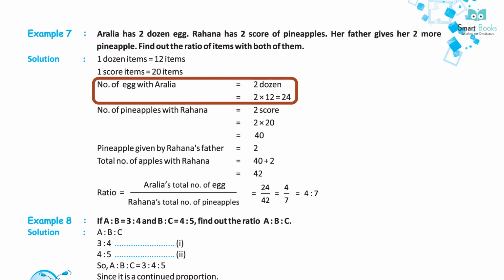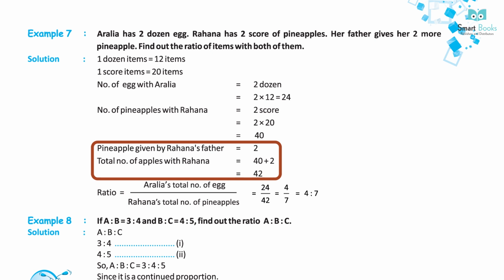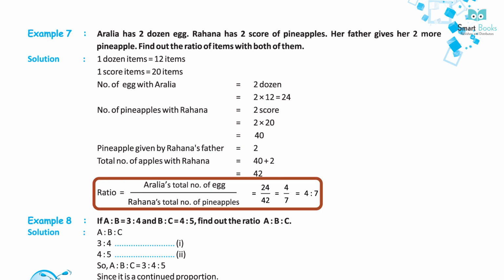Number of eggs with Aralia equals 2 dozen equals 2 into 12 equals 24. Number of pineapples with Rahana equals 2 score equals 2 into 20 equals 40. Pineapples given by Rahana's father equals 2. Total number of pineapples with Rahana equals 40 plus 2 equals 42. Ratio equals Aralia's total number of eggs upon Rahana's total number of pineapples equals 24 upon 42 equals 4 upon 7 equals 4:7.